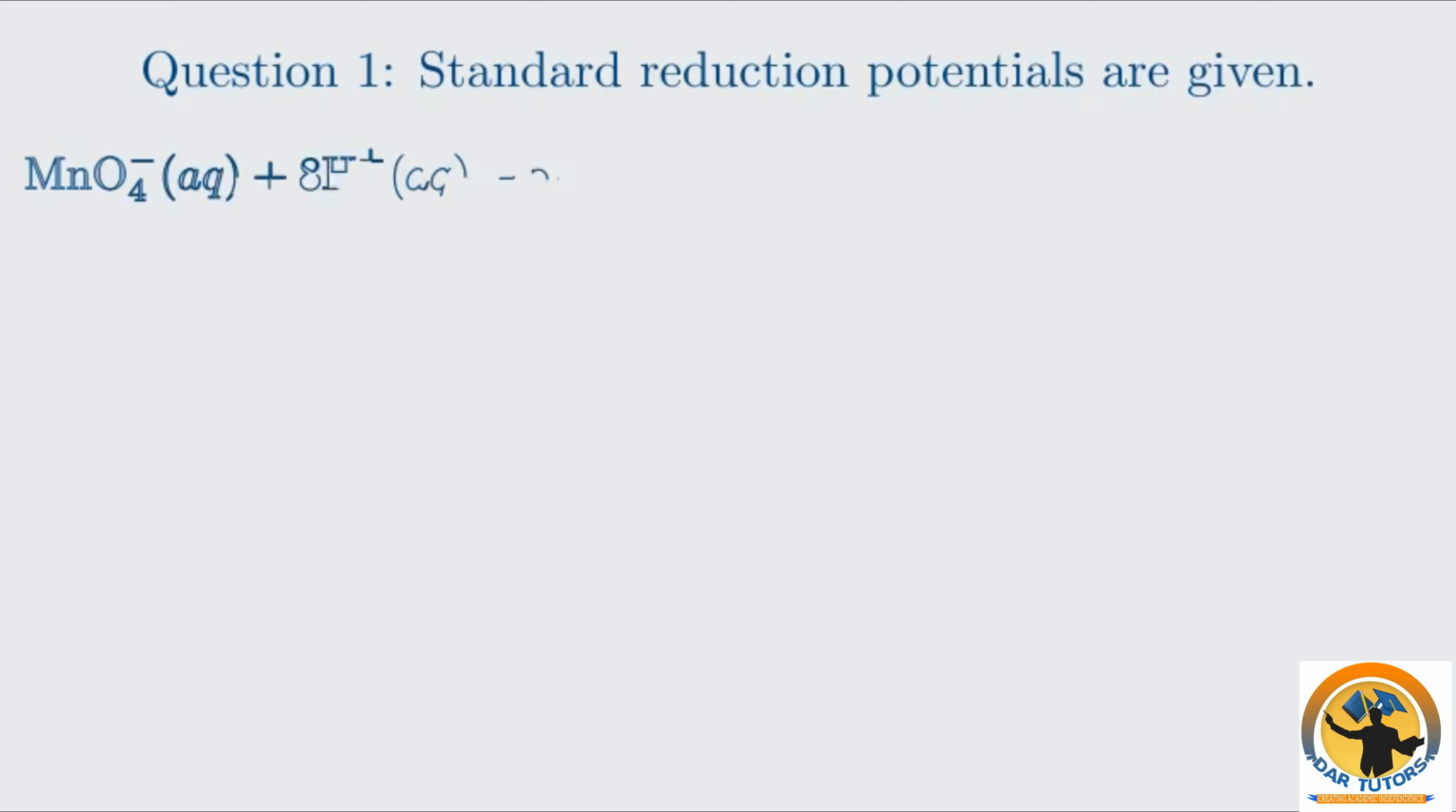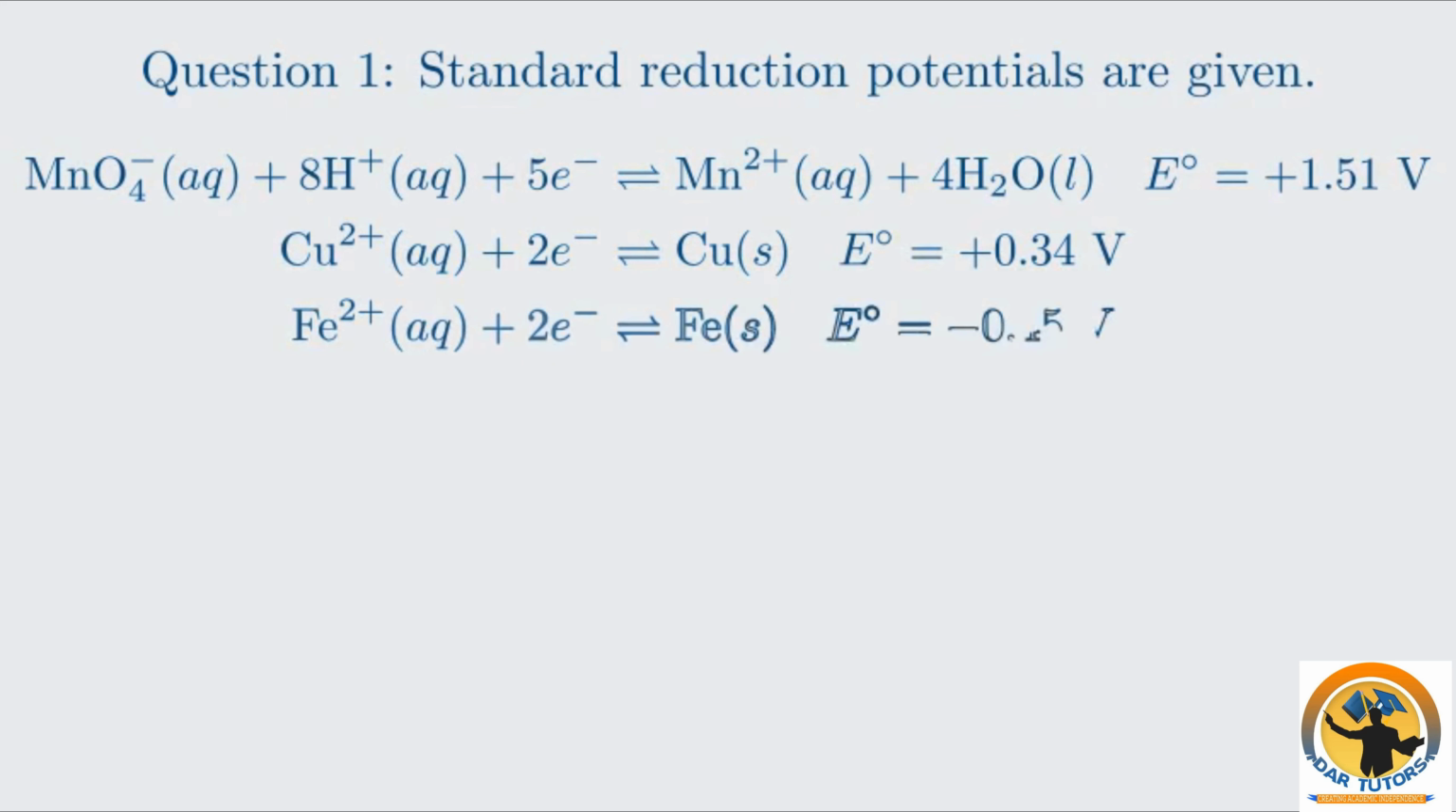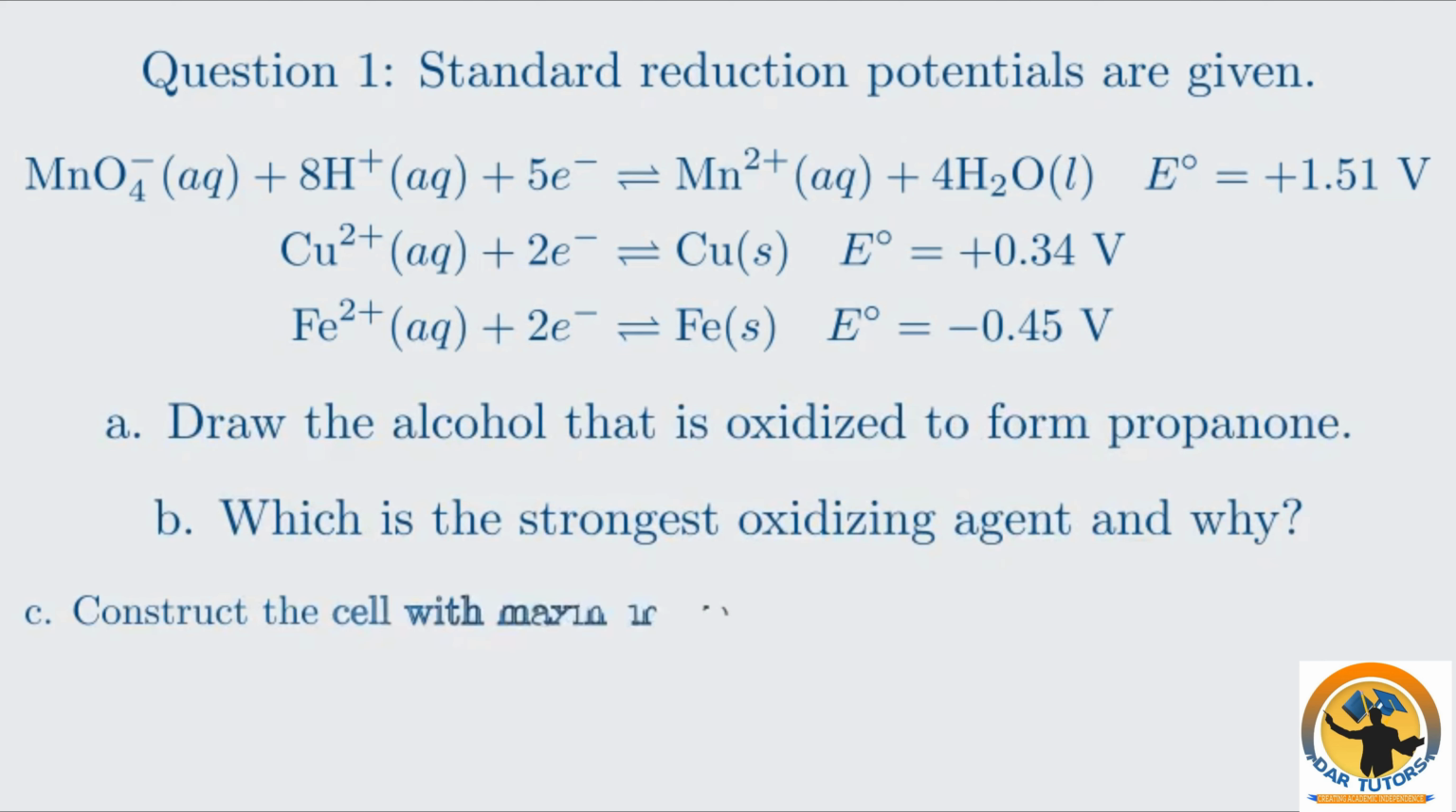Question 1 asks you to consider the following standard reduction potentials. Part A asks for the structural formula of the alcohol that is oxidized to form propanone, and to name the alcohol. Part B asks you to determine which species from the list is the strongest oxidizing agent, and to justify your answer using the E0 values. And Part C asks you to construct a voltaic cell from 2 of these half cells to produce the maximum voltage. Write the half equations and the overall cell reaction, and calculate the cell voltage. Take a moment to work through this.